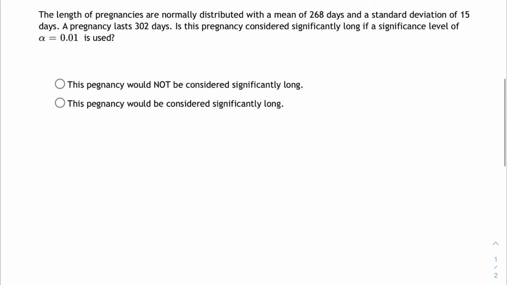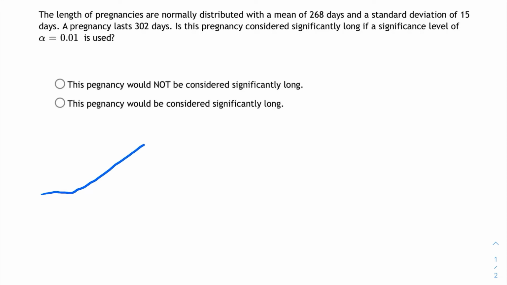The length of pregnancies are normally distributed with a mean of 268 days and a standard deviation of 15 days. A pregnancy lasts 302 days. Is this pregnancy considered significantly long if a significance level of alpha equals 0.01 is used? All right, well, let's see.